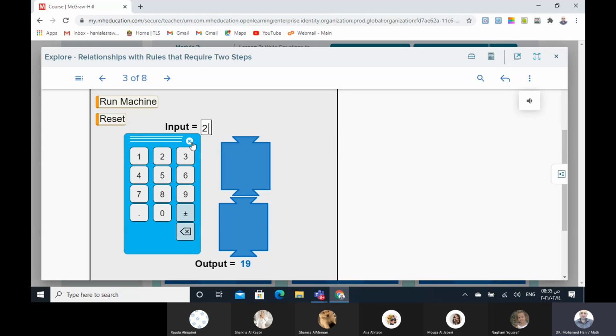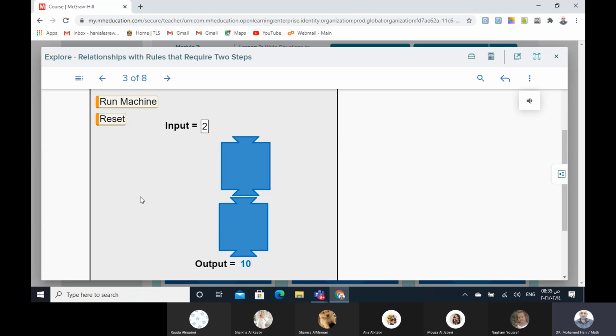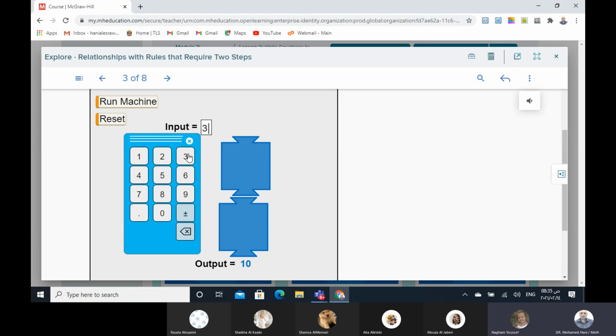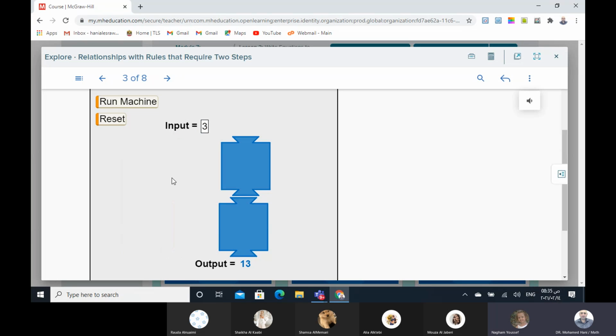What is the rule? Times 8. Is it 2 times 8 equal 10? Oh, I thought it was 19. I didn't see.